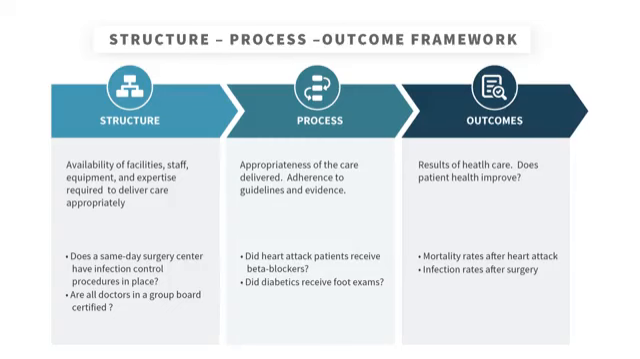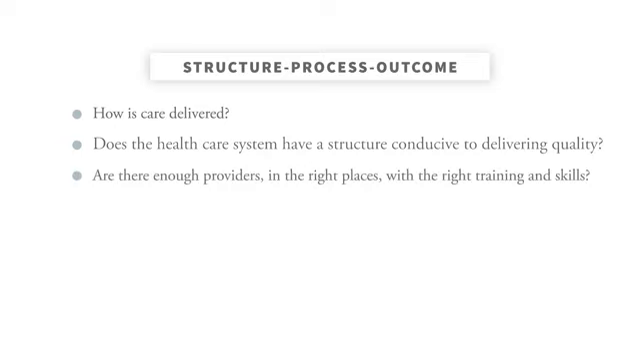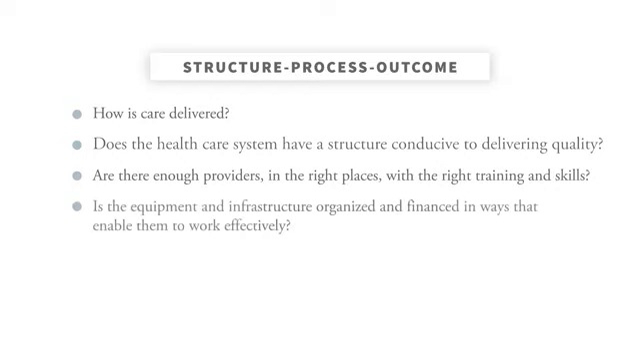A very commonly encountered framework for thinking about quality measurement is structure, process, outcome. The first level is structure. This emphasizes the context within which care is delivered. Does the healthcare system have a structure conducive to delivering quality? There are many measures of structure that can be and are commonly assessed. The general kinds of things are whether there are enough providers in the right places with the right needed training and skills, is the right equipment and infrastructure in place, are personnel and infrastructure organized and financed in ways that enable them to work effectively.